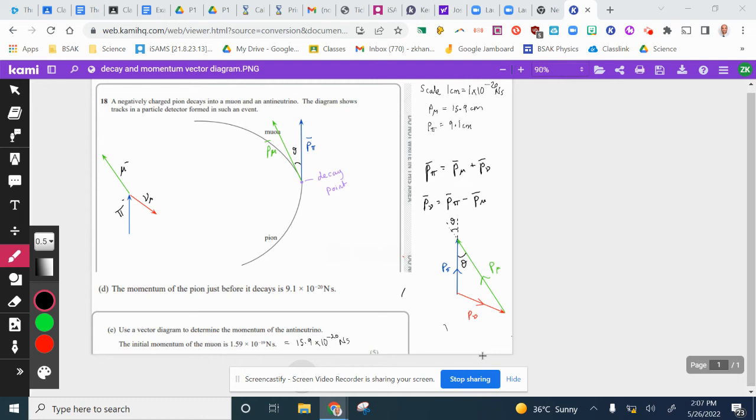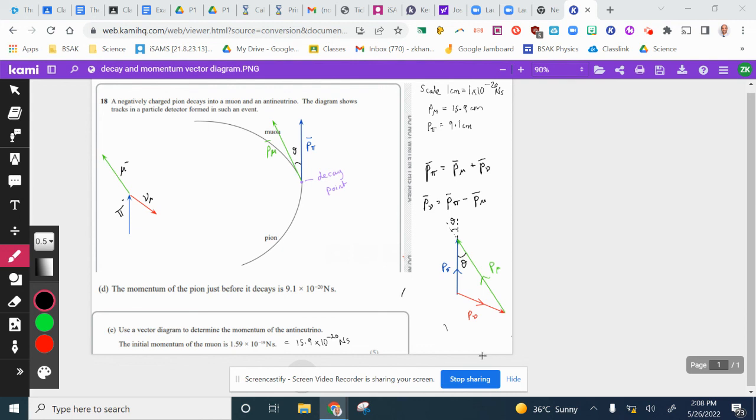After we've done that, we know that the momentum of the pion minus the momentum of the muon gives us the momentum of the neutrino. So we go up in the direction of the momentum of the pion, back against the direction of the muon, and we end up at that point, which is the vector for the momentum of the neutrino. All we do is draw a line from start to finish, and we will have the momentum of the neutrino.